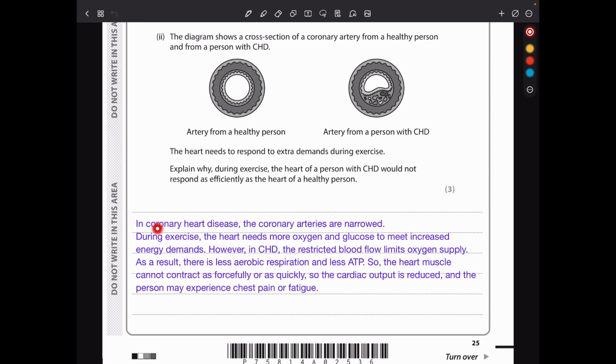So I say in coronary heart disease, the coronary arteries are narrowed. During exercise, the heart needs more oxygen and glucose to meet increased energy demands. However, in CHD, the restricted blood flow limits oxygen supply. As a result, there is less aerobic respiration and less ATP, so the heart muscle cannot contract as forcibly or as quickly, so the cardiac output is reduced and the person may experience chest pain or fatigue.